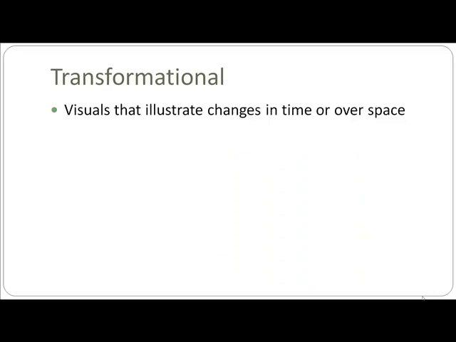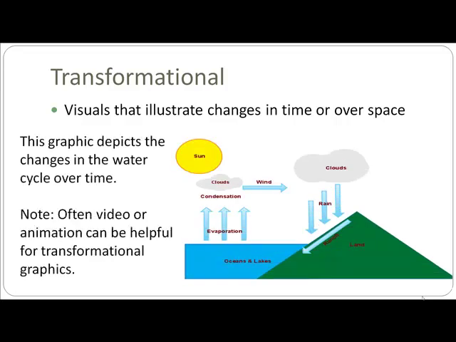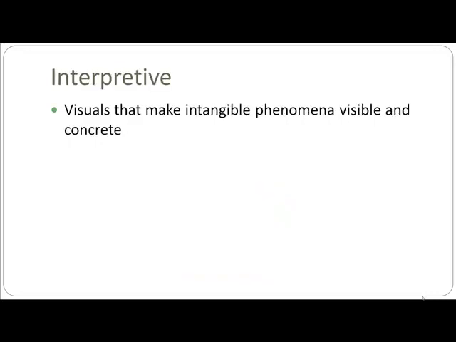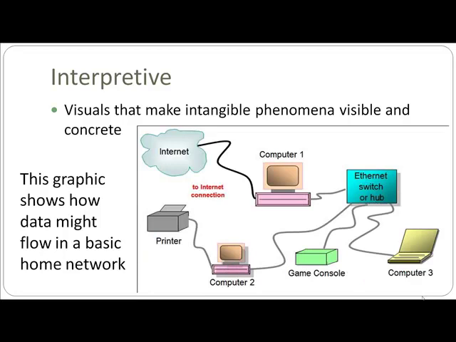Transformational graphics are used to show changes in time over space. Animations or video are often very effective transformational graphics. Interpretive graphics help us make intangible ideas more concrete. They help us interpret ideas or things we can't normally see. Here's an example using data flow in a basic home network.